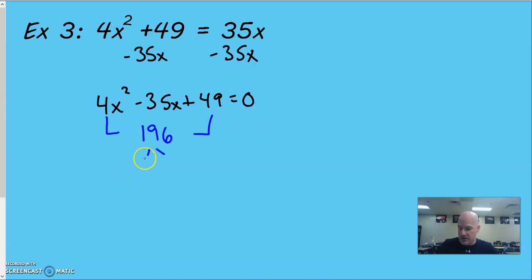and I'm just going to randomly guess, is it divisible by 2? It is. I get 98 and 2. Well, can 98 and 2 combine to get me 35? Probably not. Okay, 196, is it divisible by 6? Nope, I'd get 32.6 repeating. So 196 divided by maybe 8. 24.5, close, but it's still not a factor.